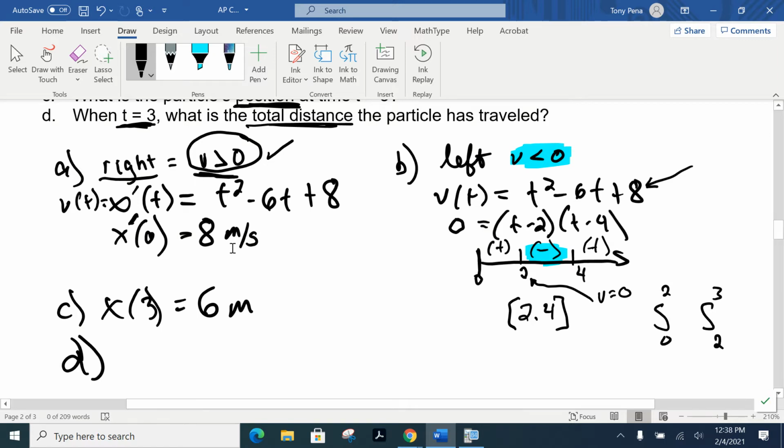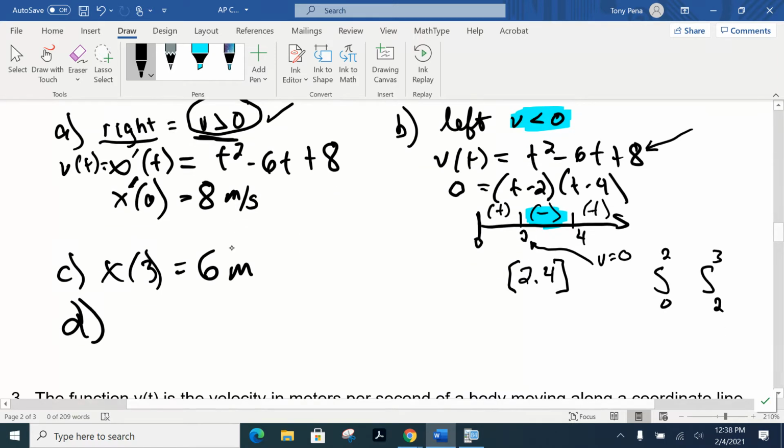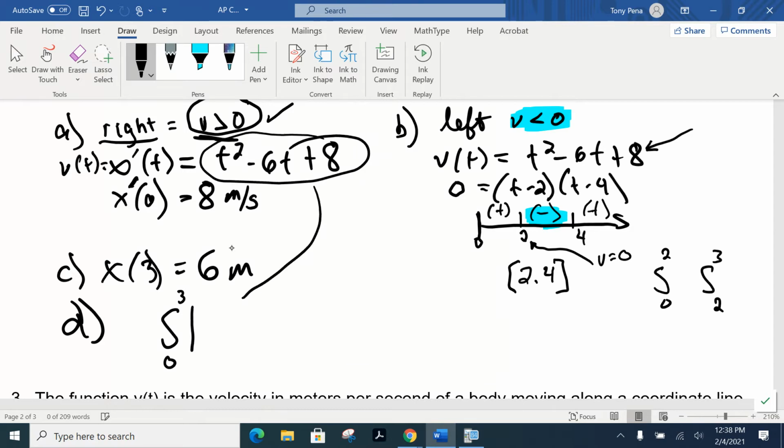Now that we can just do one integral, we can go from 0 to 3 right away. Just make sure we don't forget the absolute values for distance. Make sure you're doing it with your velocity. This was our velocity right here, so that's the function that we're plugging in. Whatever that gives us should be our answer.